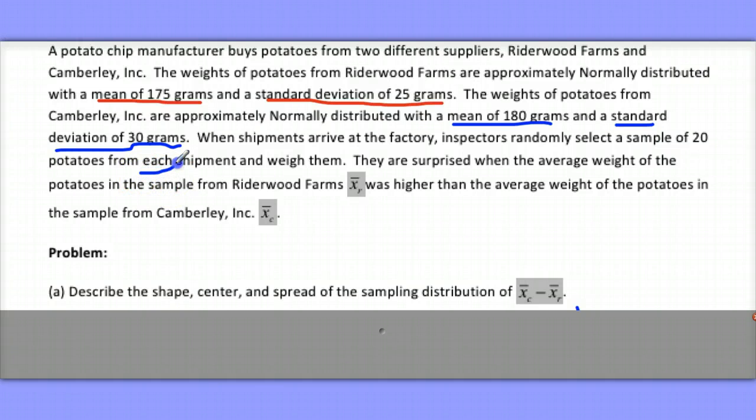So that gives you a clue that we're dealing with two means here as well, and weigh them. They're surprised when the average weight of the potatoes from Riderwoods was higher than the average weight from the sample from Camberley. And if you think about it, they probably would be a little bit surprised because the average here is 175, and that's smaller than the average of 180, the mean of 180. So, you might think they would be surprised. That would be reasonable for them to be surprised. We'll look at the probability of that result here in a minute.